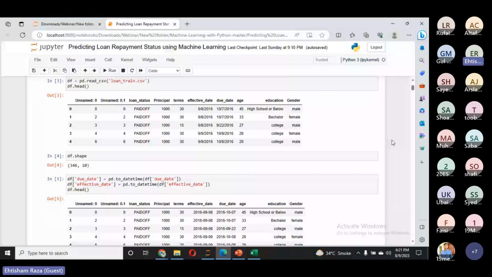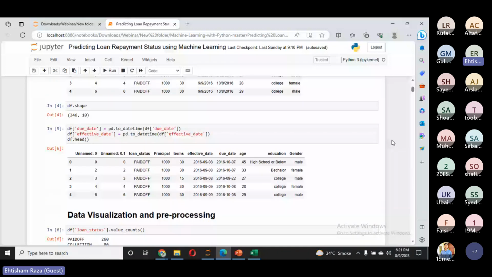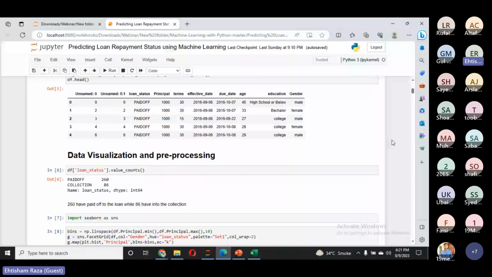For data visualization and data pre-processing, I'm going to check the distribution of my target variable. My target variable is loan status, whether he is going to pay back the loan or not. This is what I am going to predict. So this is a classification problem. Either he will pay back or not pay back. These are my two outcomes. So I am checking the distribution of my target variable.